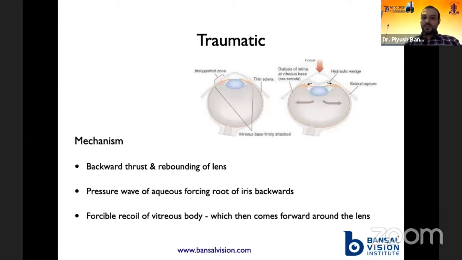Now, traumatic is the most common etiology that we see of lens subluxation. The mechanism is essentially a backward thrust to the lens and a rebounding of the lens. There's a pressure wave of the aqueous which forces the iris root backwards, and the vitreous body forcibly recoils, which then comes forward around the lens.